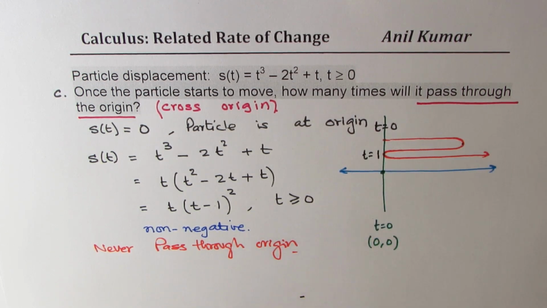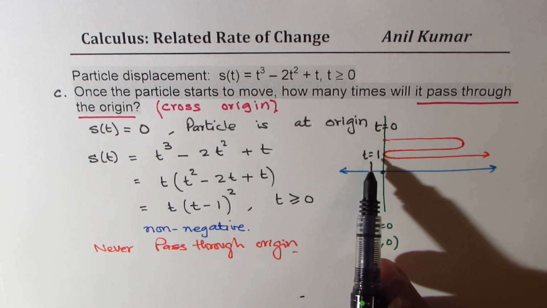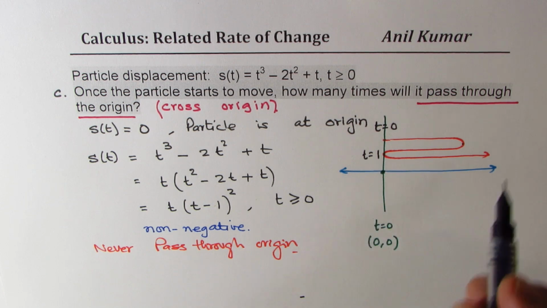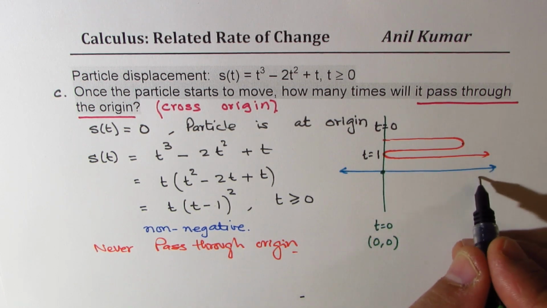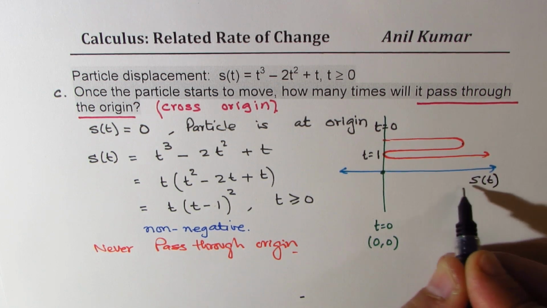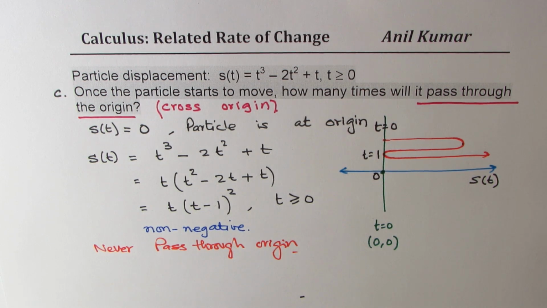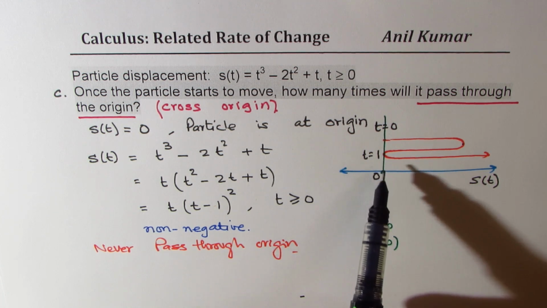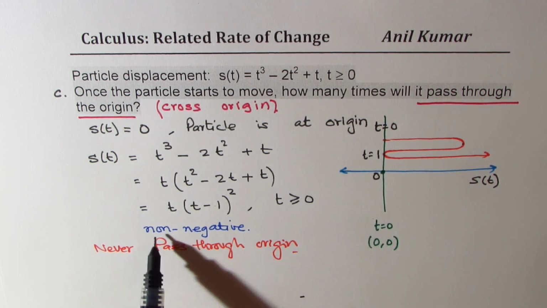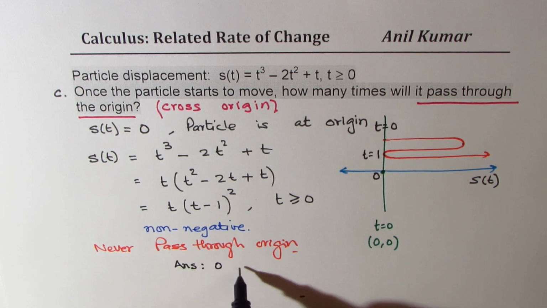So somewhere it turns, right? We still don't know when it turns, but we know for sure that at t equals 1 second, it comes to this point and then moves away. So this is showing displacement S of t with respect to the starting point, the origin. I hope that part is clear, correct? Since it never crossed and came to the negative side, it never passes, so it's non-negative. And so my answer for this will be 0 times.